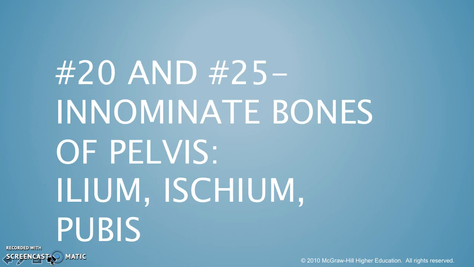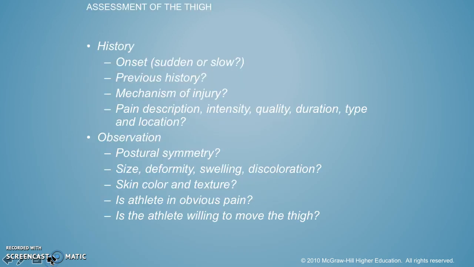Numbers 20 and 25. This answers these questions. So the innominate bones of the pelvis, so like unnamed, because they're all kind of one in the pelvis, are the ilium, the ischium, and the pubis. And hopefully you understand that as we have already done the diagram. Once again, you'll have a quiz on that tomorrow. Okay.